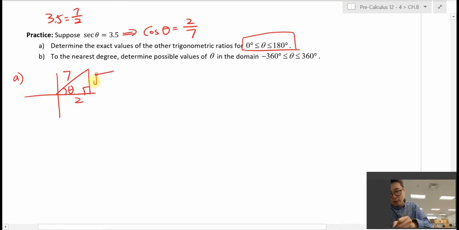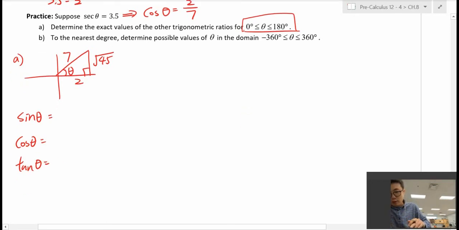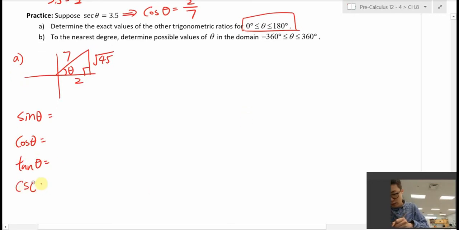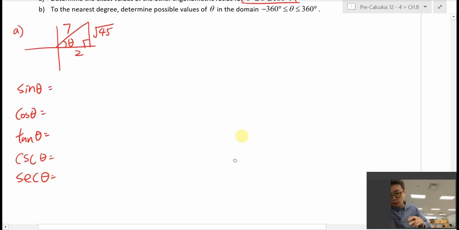We can find this side; it will be root 45, again using the Pythagorean theorem. I will skip that part. Hopefully you understand how to get that. Now from here, all we need to do is find sine theta, cosine theta, tangent theta, and what else? Cosecant, secant, and cotangent.